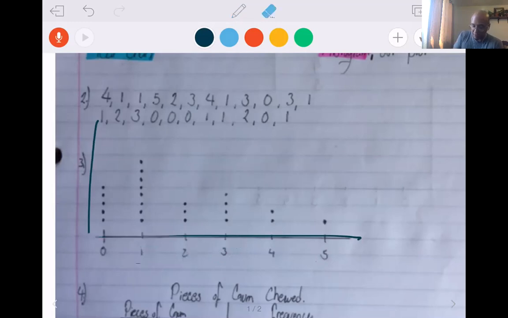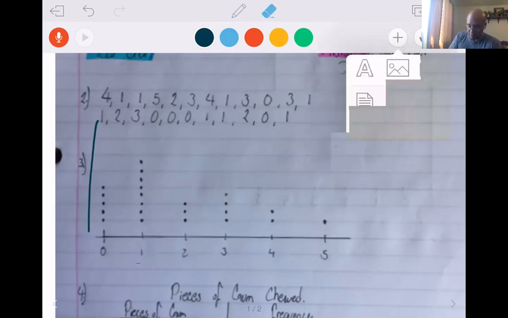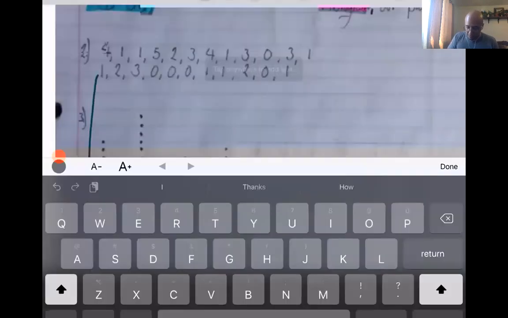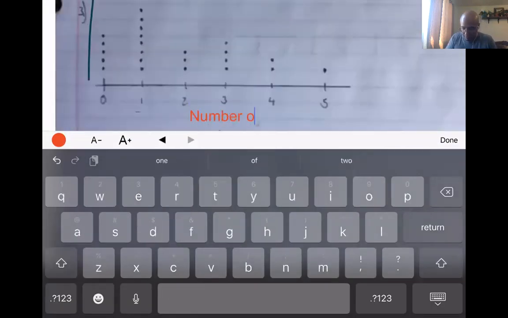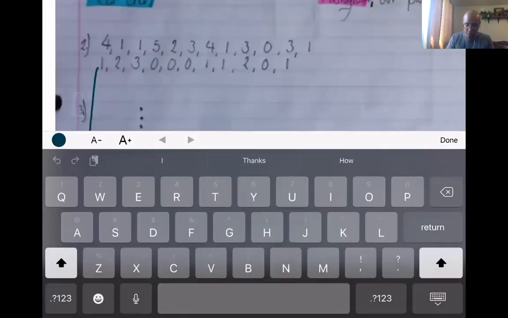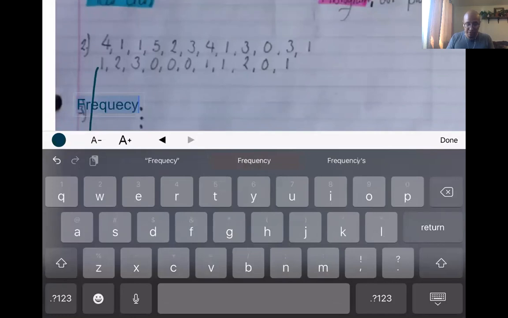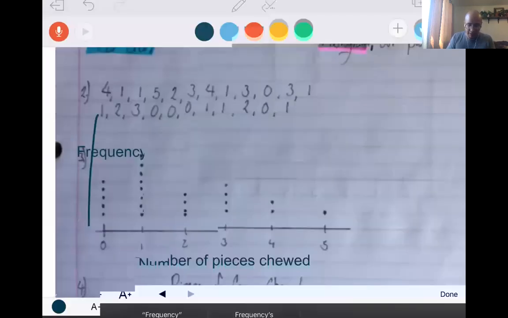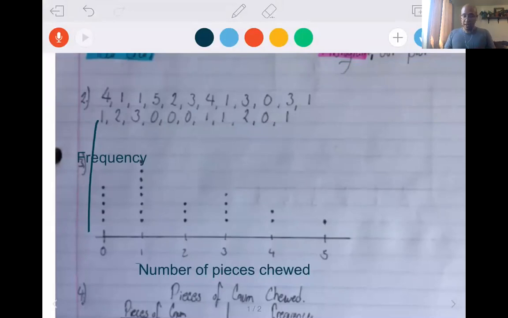And so right here on the bottom, I'm going to write down number of pieces chewed. And again, we're talking about gum. And on my y-axis, I'm going to put the word frequency. Now, frequency simply means how often is this happening? How often is that scenario actually happening?